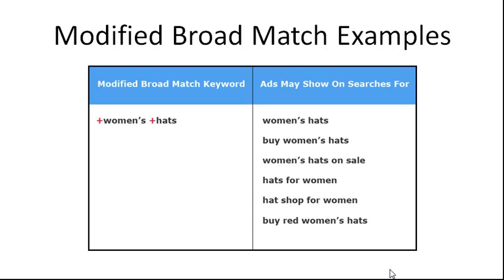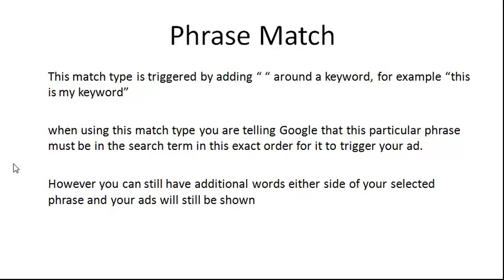In the same way, women's could not be replaced with girls. The next match type we're going to take a look at is phrase match. This match type is triggered by adding inverted commas around the keyword.